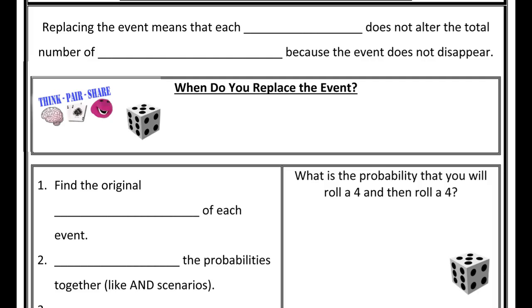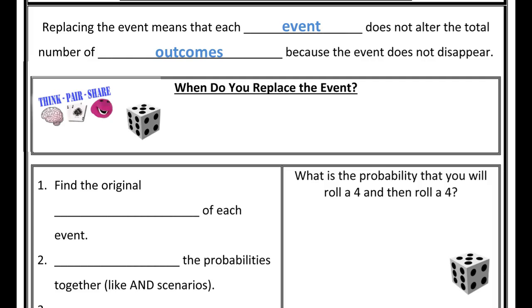When we talk about multiple choices, there's two situations. Either the event is replaced or it's left out. Replacing the event means that each event does not alter the total number of outcomes because the event does not disappear. So things like removing a marble and putting it back in the bag. I did not change the total number of outcomes. I did not change the total number of events. There's still that marble in the bag.